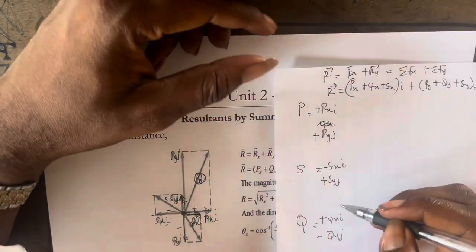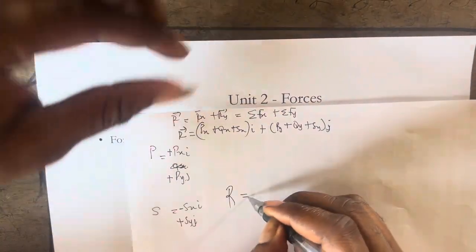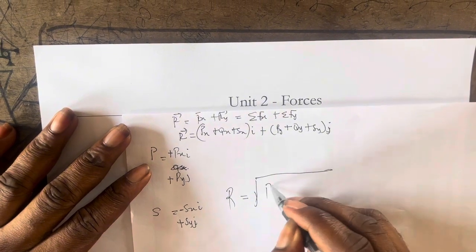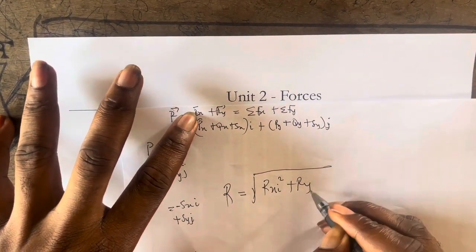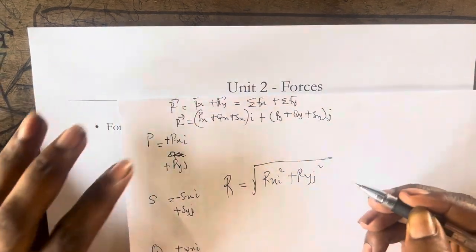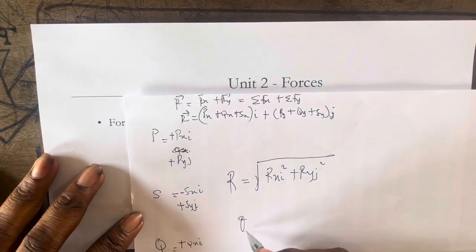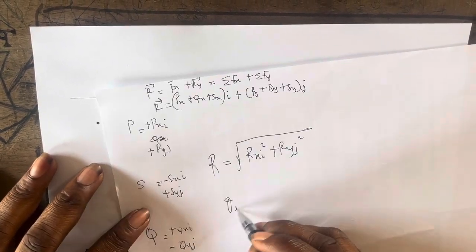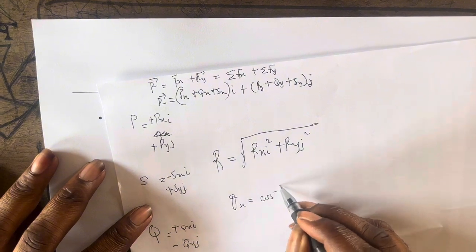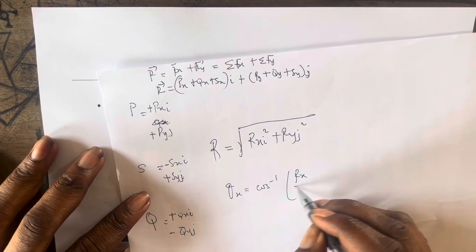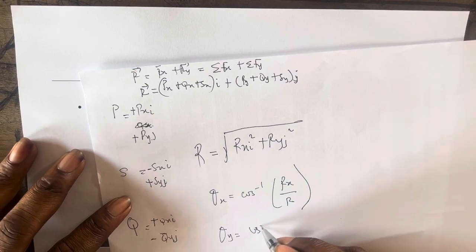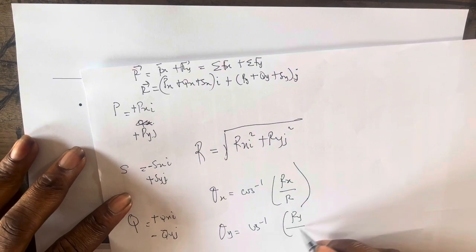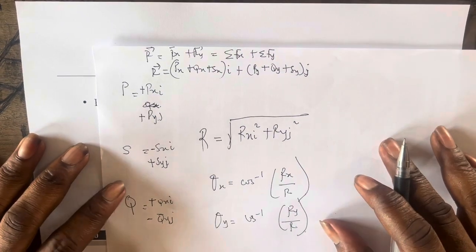And if you have to find the resultant force, it is the root of Rx squared plus Ry squared. And if you want to find the angle, if it's theta x you want to find, it is the cos inverse of Rx over R. If you want to find the theta y, it is the cos inverse of Ry over R. All right.